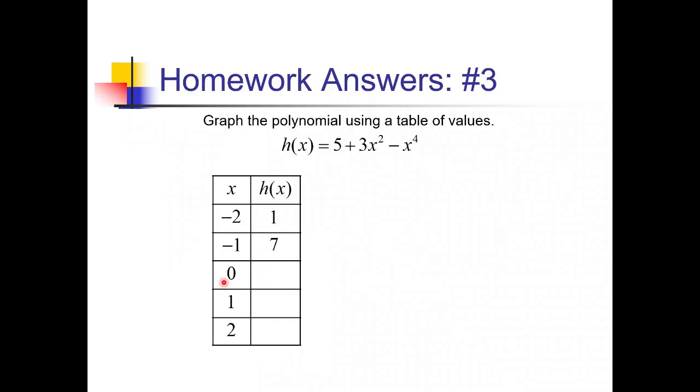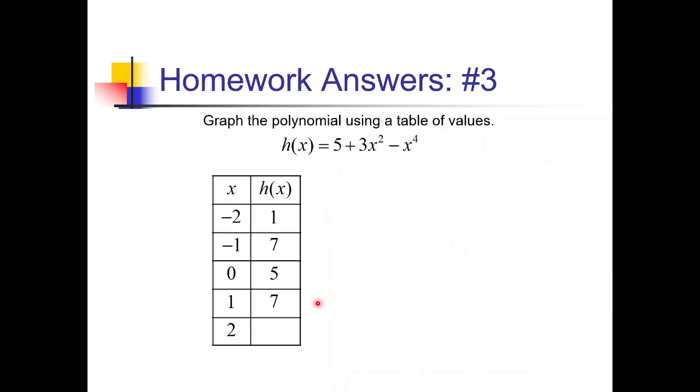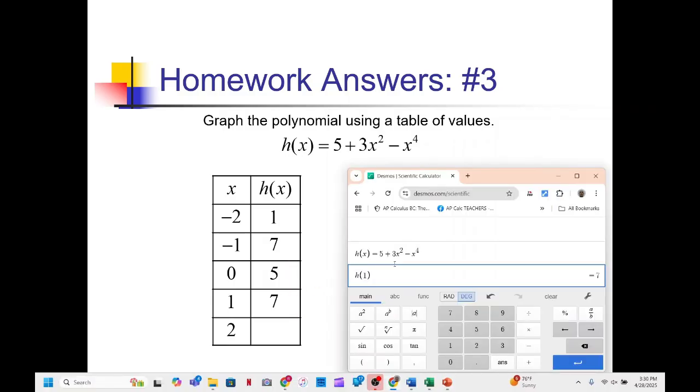And then h of 0, I don't really need to plug into the calculator. That's just going to zero out anything with an x. So that's just going to be 5. And then for this next one, let me just plug in 1. I could probably do that without a calculator too, but hey, there is 7. All right. And then we'll plug 2 in. I have a suspicion it's going to be 1. This thing looks kind of symmetrical, but you never know. Let's plug in 2 and see what we get. Yep, it's 1.